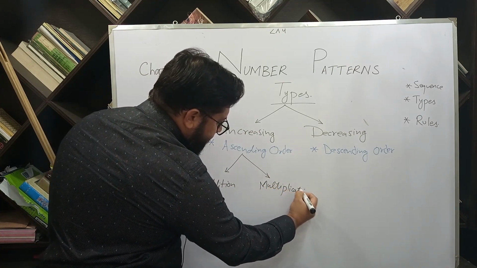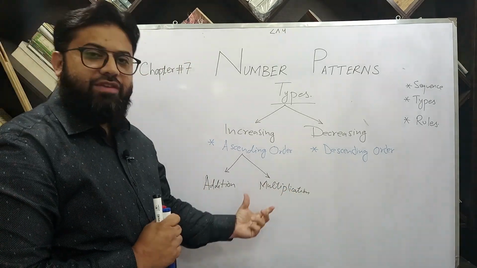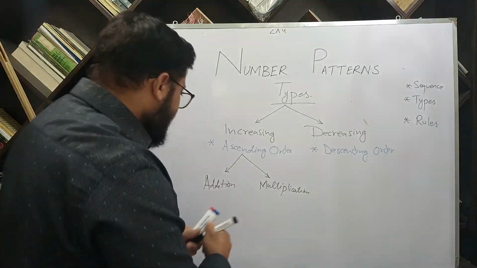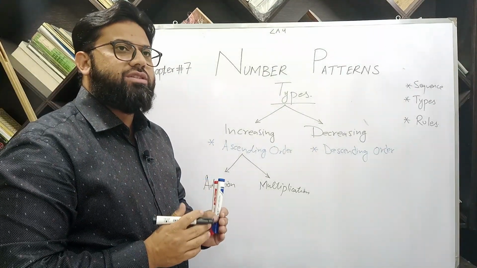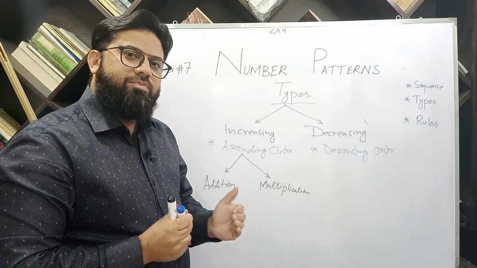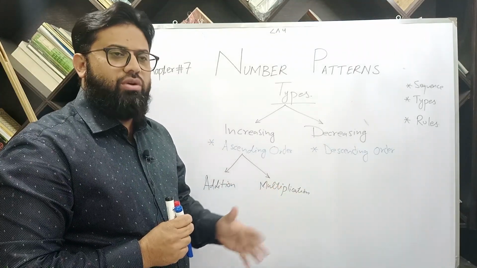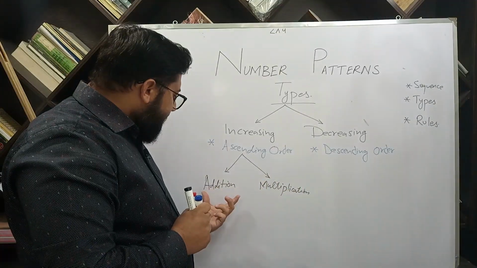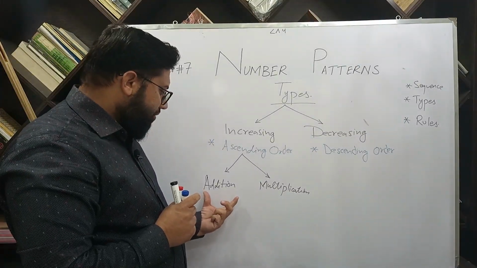So I will let you know how we can differentiate whether the sequence is based on addition or multiplication. If the difference between the numbers is small, or not too large, for example 2, 4, 6, 8, 10, where the difference is just plus 2, or plus 1 every time, or plus 3 every time, not more than plus 3, then it would definitely be governed by the addition operation.